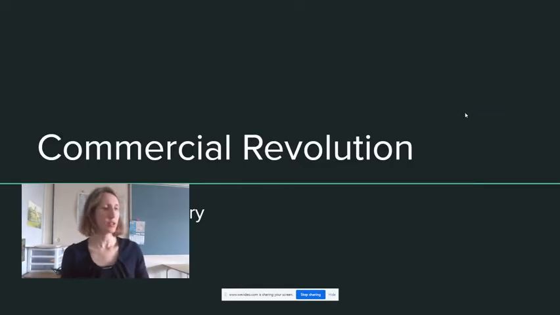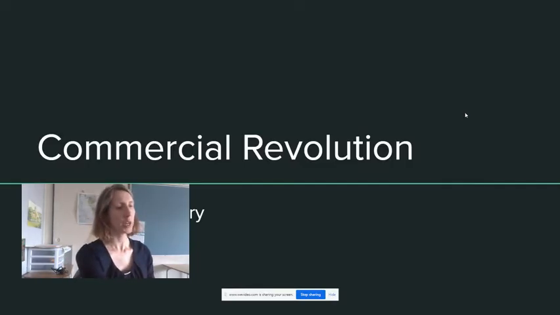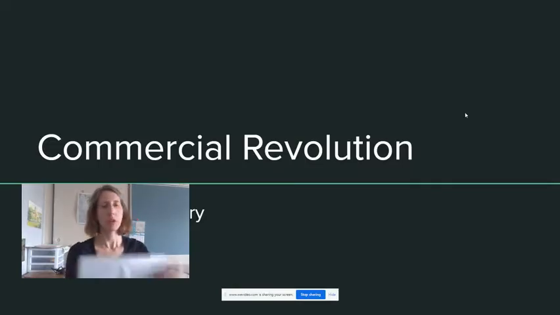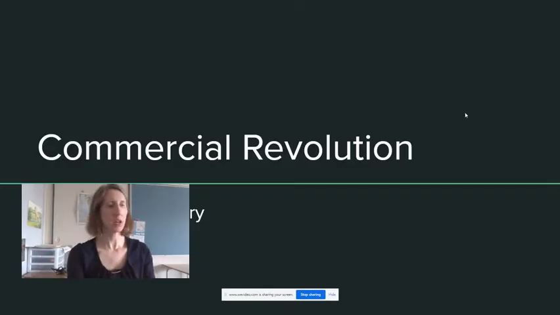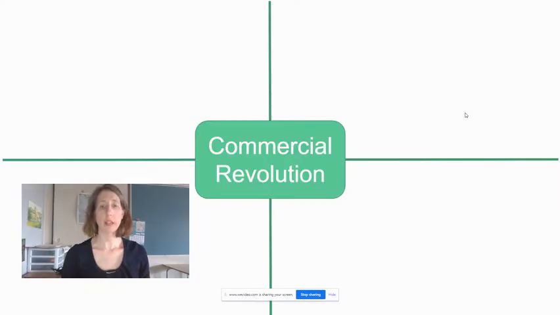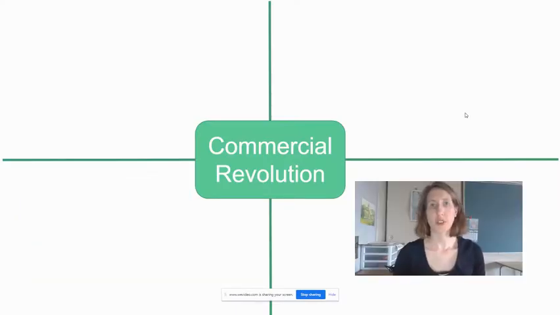The first thing you need to do is to fold a piece of paper into four, half again, so you end up with equal areas. Okay, we're going to divide that into four, and right in the middle, you're going to put commercial revolution, just like what's here on the screen.